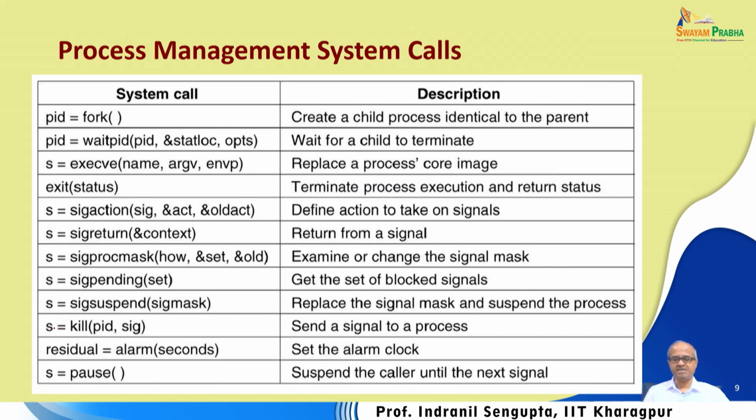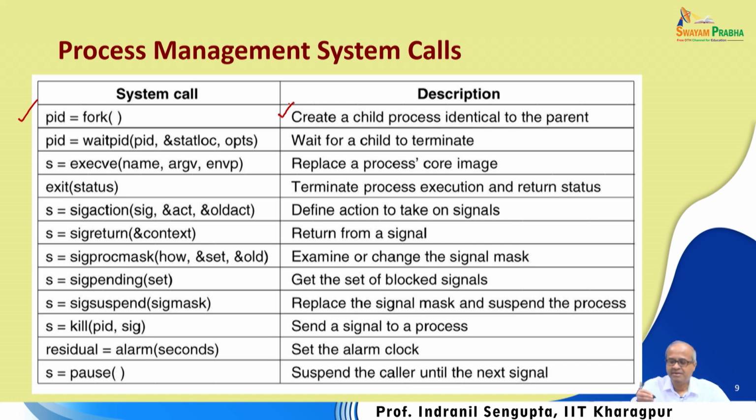Talking about process management, here some of the system calls are shown. The fork, which I have already mentioned, is the first one, the fork system call. This is used to create a new child process. Initially they will be identical. So, after you check the value of PID, there may be a branch.